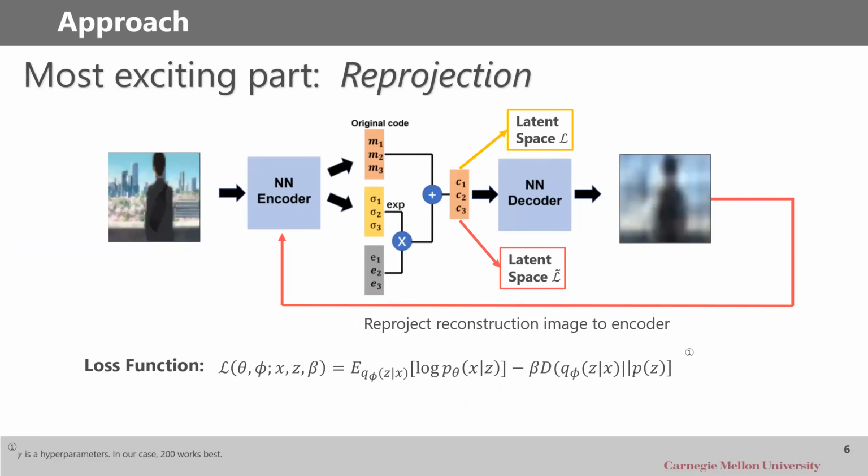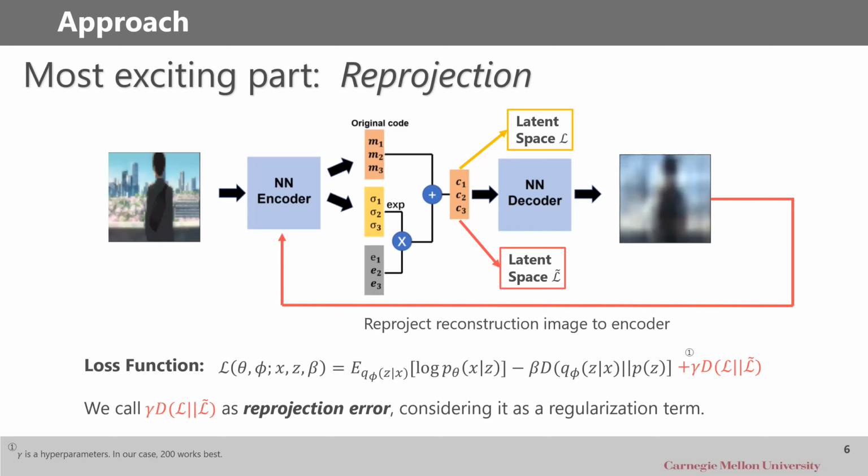Here is the most exciting part in our work, reprojection. We simply follow the pipeline of VAE, but at the end, we input the reconstructed image to the encoder and get a reprojected latent space. So based on the previous loss function, we add one more term. We call it the reprojection error, and we can consider it as a regularization term.